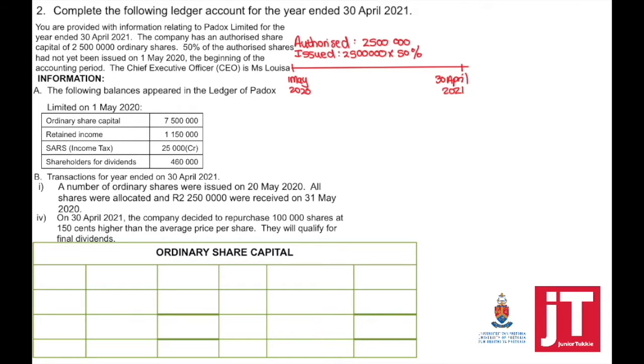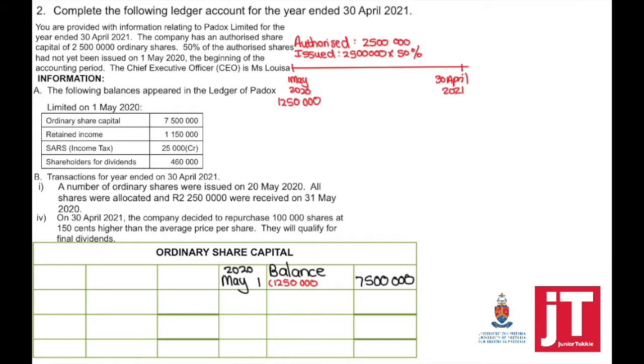But before we start with that, if we look at authorized 2.5 million, 50% has not yet been issued, which means 50% is in issue. So the total number of shares in issue on the 1st of May is 1,250,000. In my ordinary share capital, we're going to have 7.5 million, and the number of shares is 1,250,000. In a test and exam, it's always important to show your calculations in brackets.